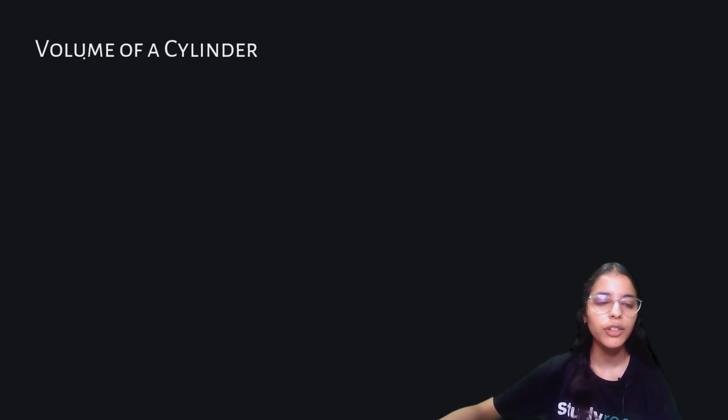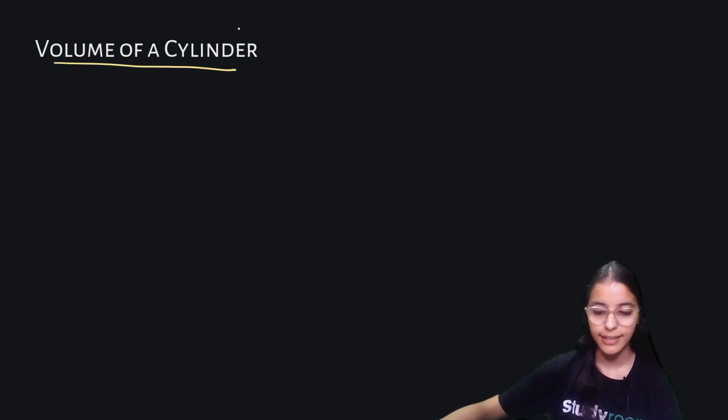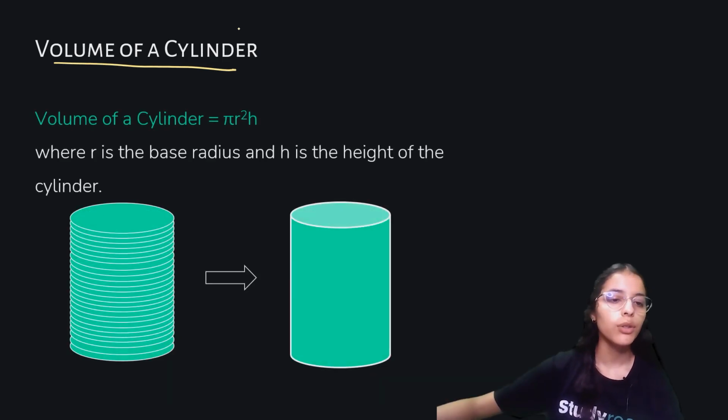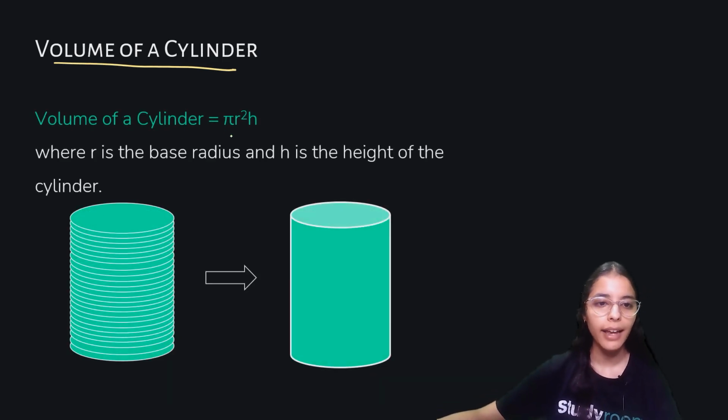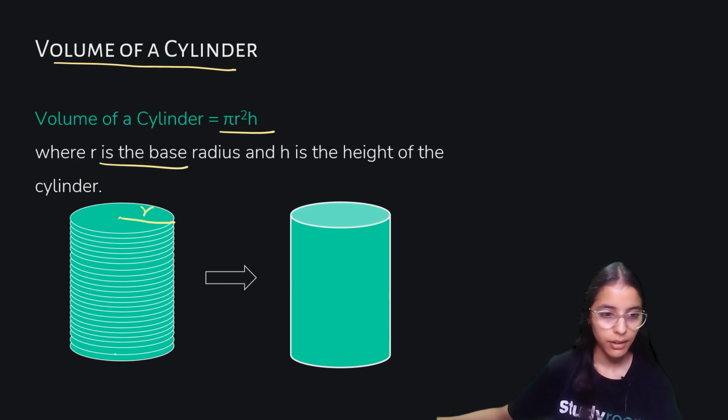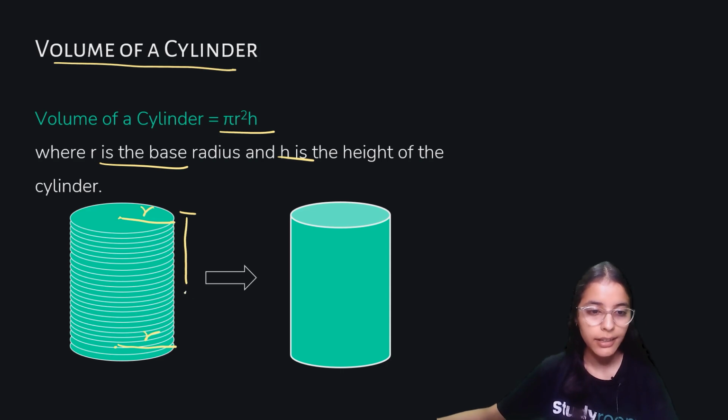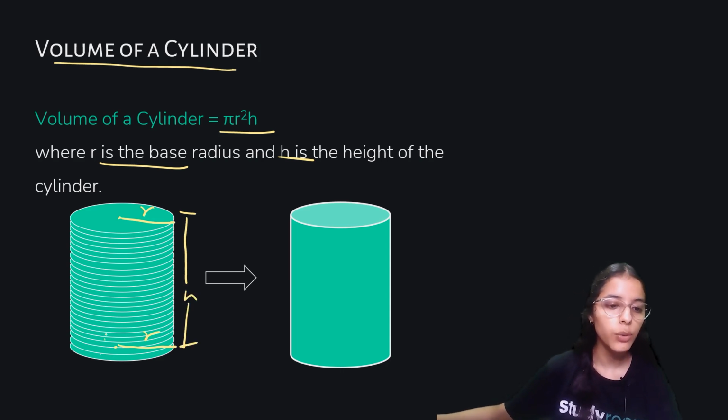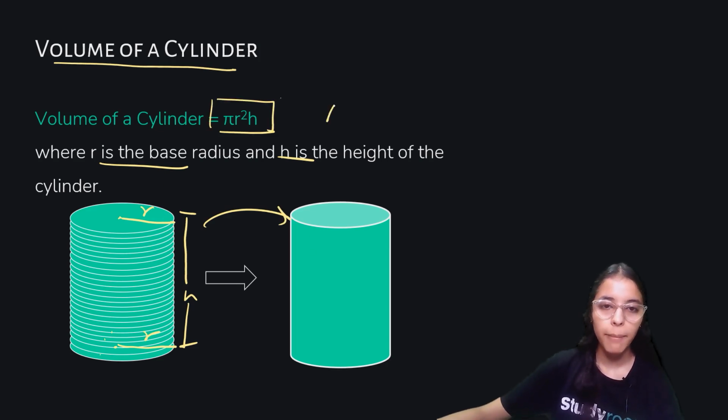Now let us move on to the finding of volume of a cylinder. So volume of a cylinder is given by pi r square h, where r is the base radius, that is our radius, the radius of the base, and height is the height of the cylinder, that is the height to which these individual circles are stacked to form the cylinder. So the volume is given by pi r square h.